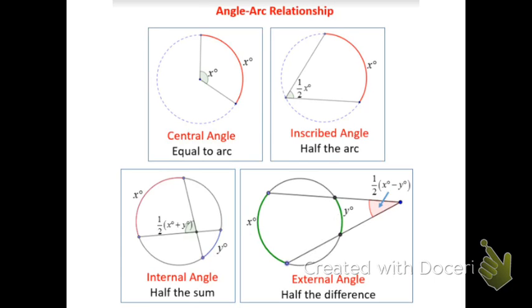Okay, so this slide is a summary of all the angle-arc relationships that we know. So in the upper left we have central angles. Okay, those are equal to the arc measures. Inscribed angles are half. If the chords intersect inside the circle, it's going to be the average of the arcs. If they intersect outside the circle, it's going to be half the difference of the arcs.